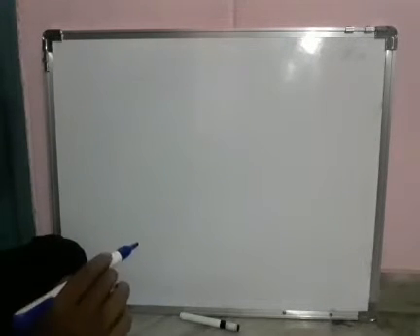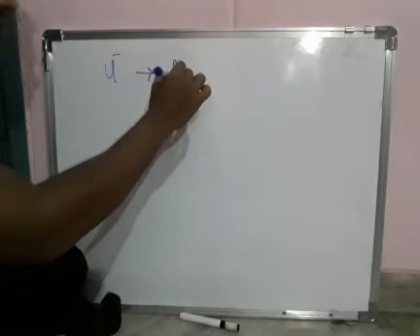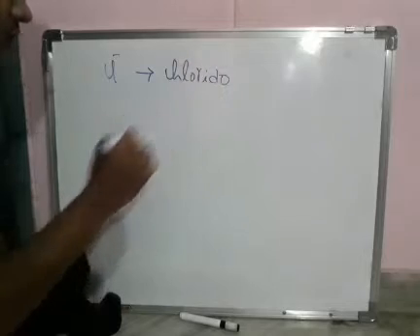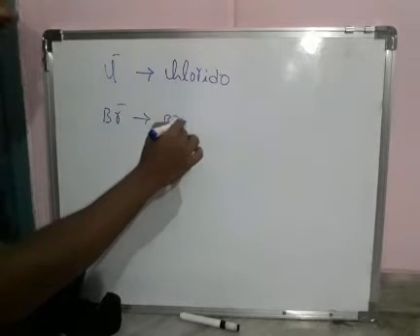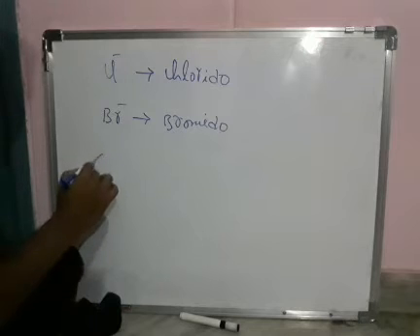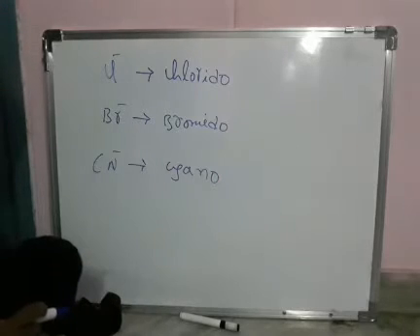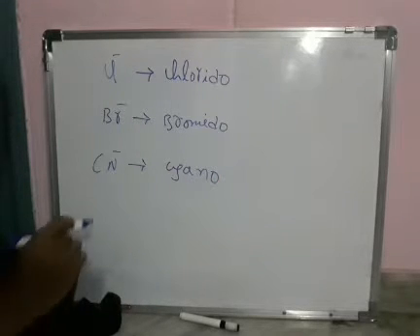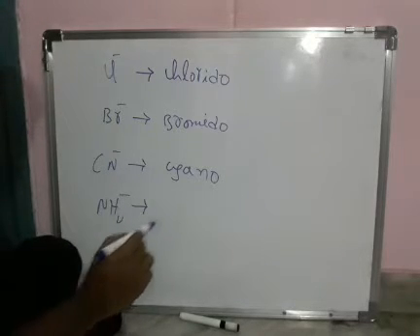We already discussed that different types of ligands are there. If an anionic ligand is present, the name should be represented like this. If Cl minus is present, then it is called chlorido. We have to write chlorido. Like bromine, bromido. And if CN minus is present, then we have to write cyano. If it is NH2 minus, it is represented as amido.